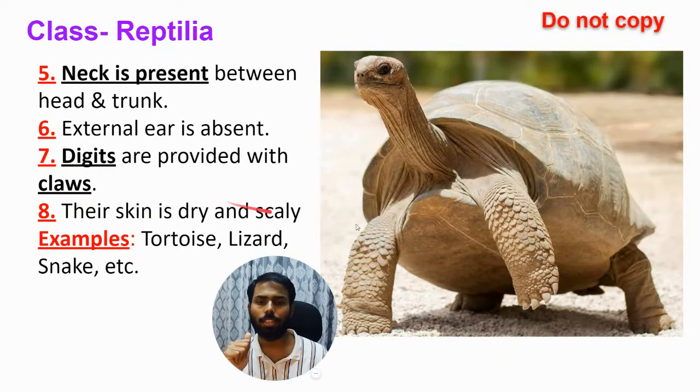Skin is dry and scaly. वेरी इजीली यू कैन सी, पूरा स्किन ड्राई दिख रहा है. यहाँ पे भी दिख रहा है, राइट? स्किन ड्राई है और स्केल्स दिख रहे हैं हाथों और पैरों पे. And examples are tortoise, lizard, snake, etc.